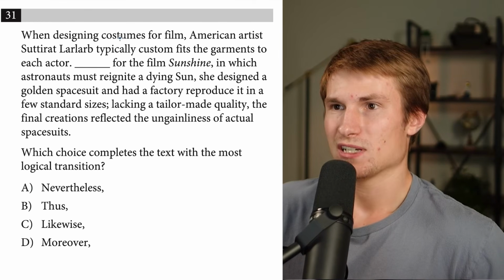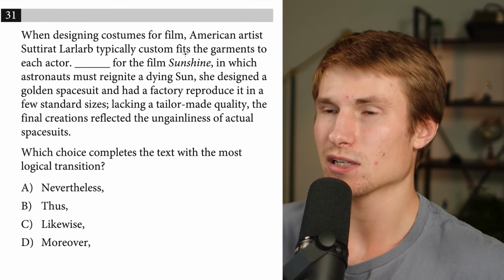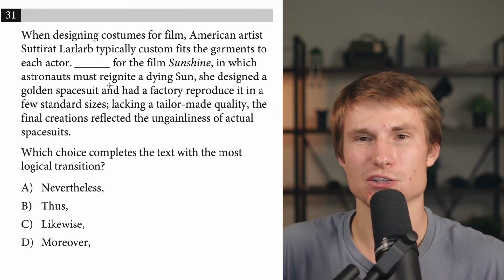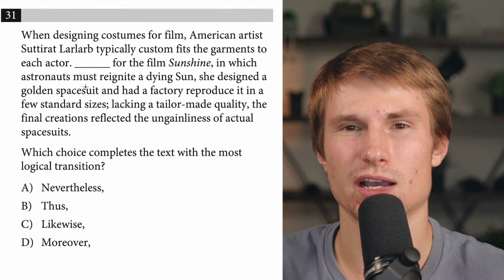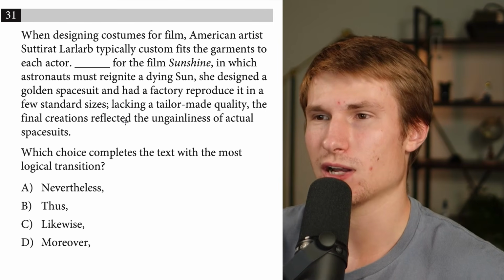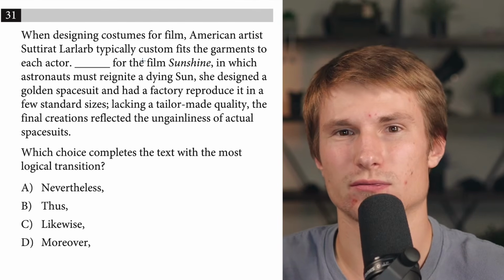Question 31. When designing costumes for film, American artist Sudirat Larab typically custom fits the garments to each actor. For the film Sunshine, in which astronauts must reignite a dying sun, she designed a golden spacesuit and had a factory reproduce it in a few standard sizes, lacking tailor-made quality. The final creations reflected the ungainliness of actual spacesuits. All right, so what is the best transition here?